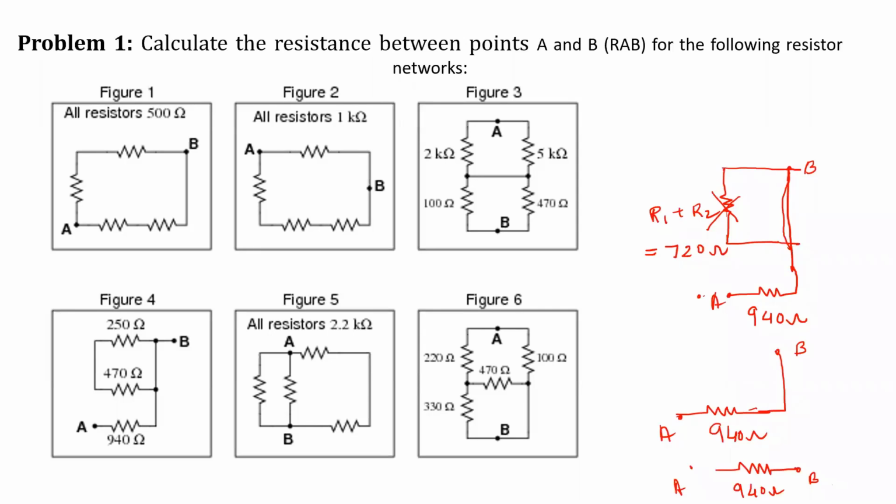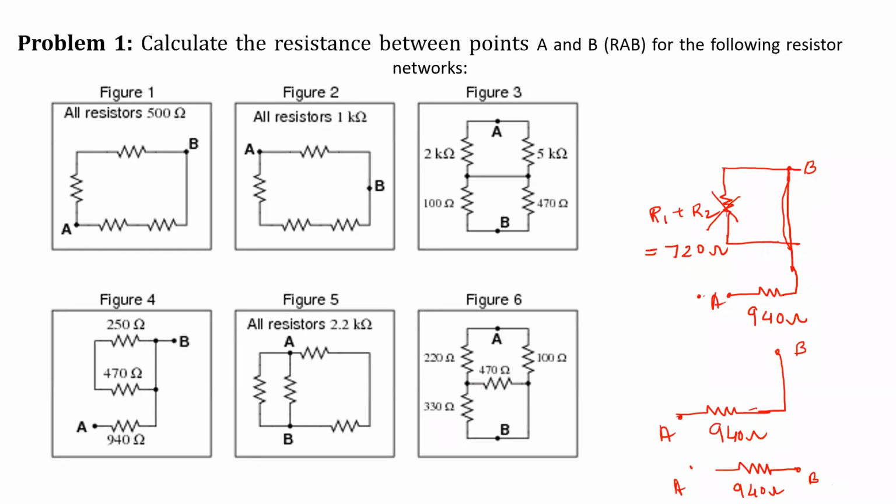220 and 330 are in series. Okay. 220 ohm and 330 ohm resistors will be in series if the 470 ohm is not connected to this point.